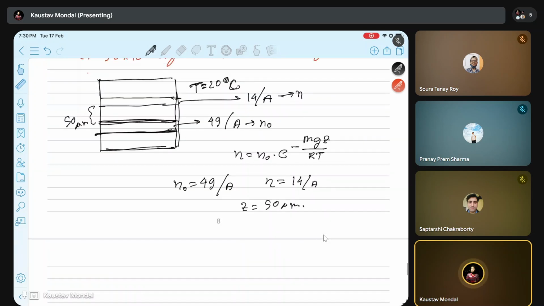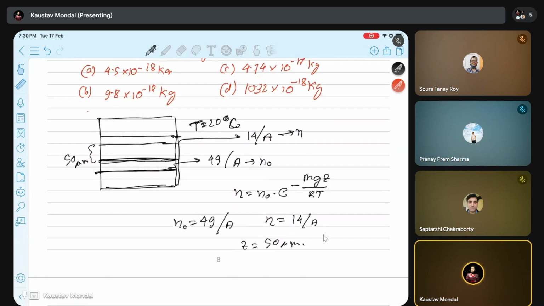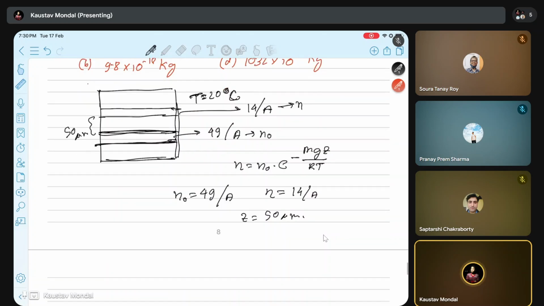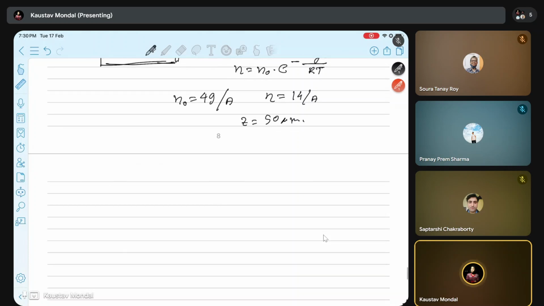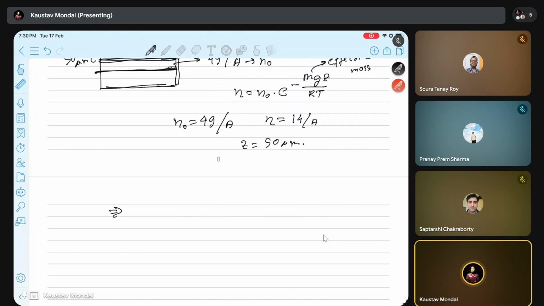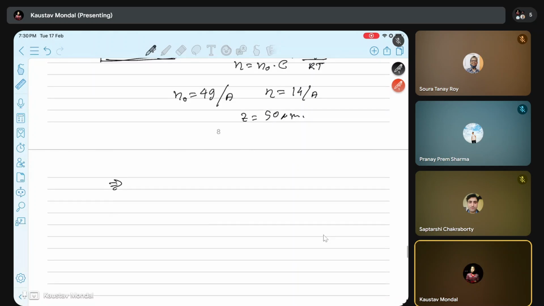So we have got all the quantities, right? What we have to calculate is the mass of the particle. It is the effective mass, because the particle faces the buoyancy force, so the mass gets reduced. That effective mass is what you have to calculate. So just rewrite the expression, taking the m term to the left hand side of the equation.